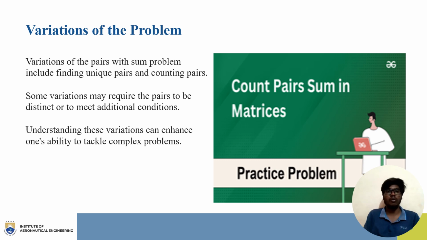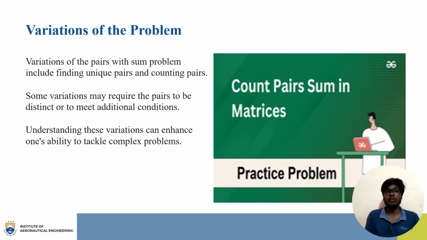Variations of the problem. Variations of the pair with sum problem include finding unique pairs and counting pairs. Some variations may require the pairs to be distinct or to meet additional conditions. Understanding these variations can enhance one's ability to tackle complex problems. Here we have the count pairs with sum metrics.